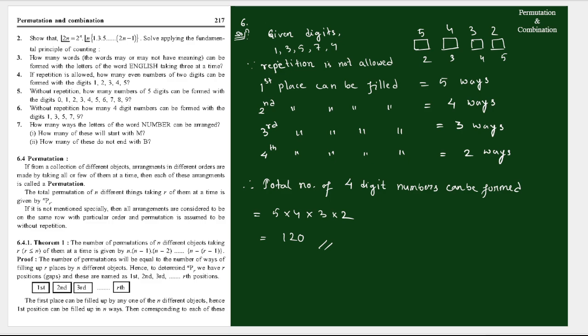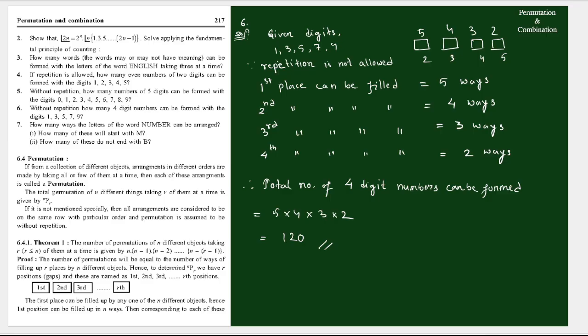So how many ways can the letters of the word NUMBER be arranged? This is a straightforward question. It can be arranged in how many ways? See, there are 6 places, right? So use the fundamental principle of counting. Then 6, 5, 4, 3, 2, 1. Factorial 6. In this way you can count.